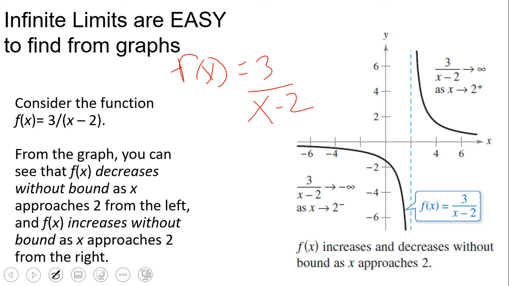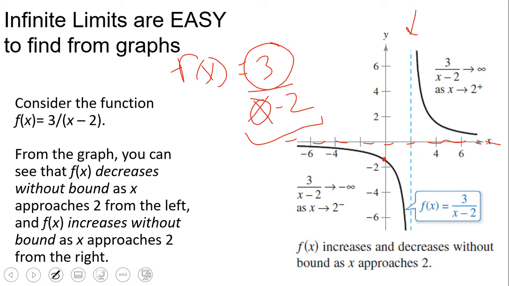Just as a reminder as to where the graph comes from, the vertical asymptote you would get by setting the denominator equal to 0, and that's why the vertical asymptote is here at 2. For the horizontal asymptote, you would compare the degrees, and because it's bigger on the bottom, you have a horizontal asymptote here at y equals 0. To find the x-intercept, you would set the top equal to 0, so there'd be none. To find the y-intercept, you'd put a 0 in for the x, which would give you an answer of negative 1.5. So just to give you an idea where the graph comes from.